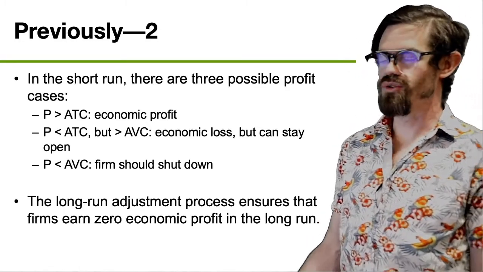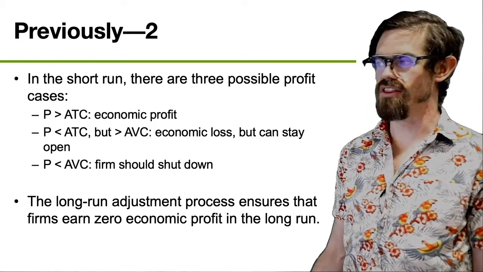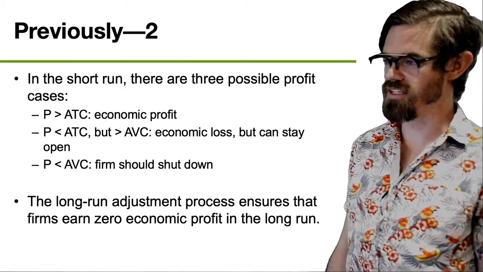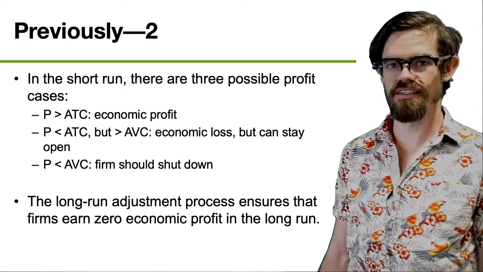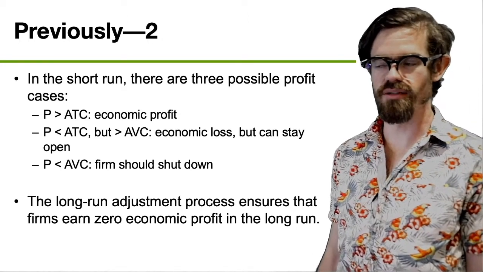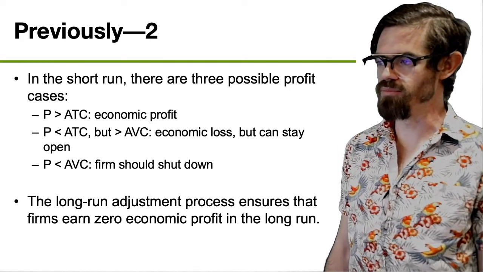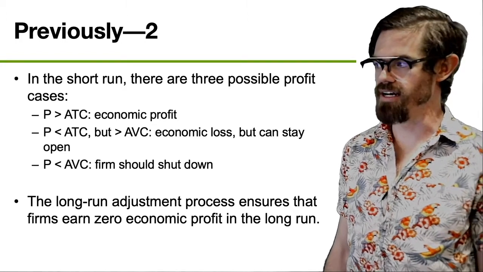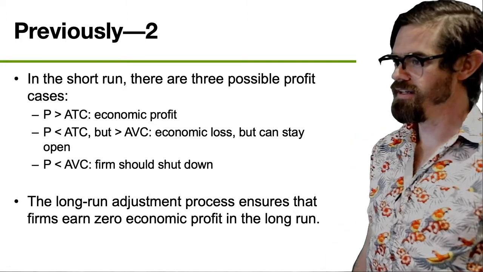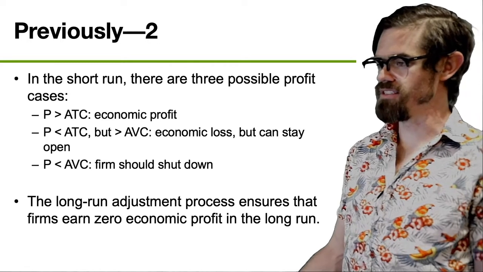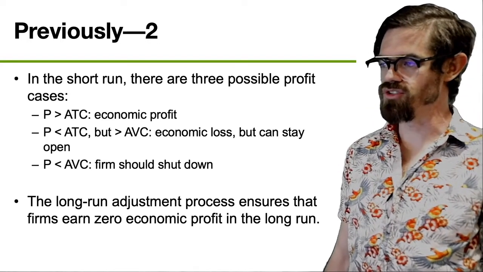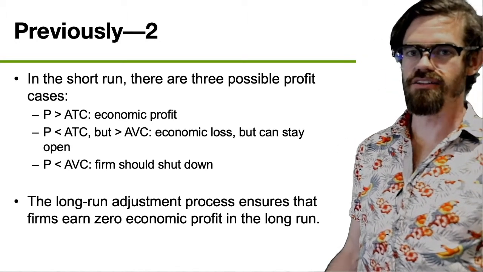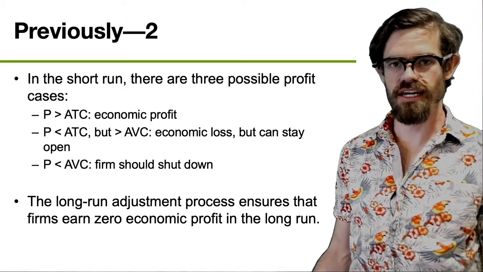We also saw that in the short run, there's basically three potential profit scenarios, right? So there's the case where the price that they charge, the market price, is greater than the minimum of their average total cost, and so the firm earns an economic profit. But then if the price that they're charging is less than average total cost but greater than average variable cost, they make a loss, but they don't want to shut down in the short run.